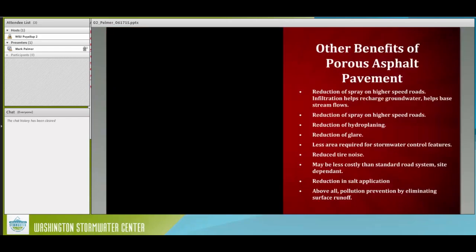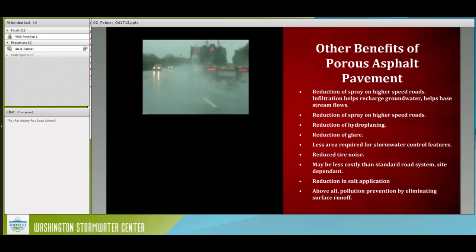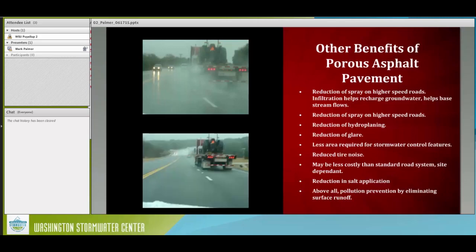So there are other benefits of porous asphalt pavement. Reducing spray on higher speed roads is one of those. And this is, if you're a Washington native, this looks familiar, but this is actually a Texas site. This is the spray you'd get on a normal HMA road on the same freeway where there's a porous pavement friction course installed in the same event. That's what you get for road spray. So it's pretty dramatic.